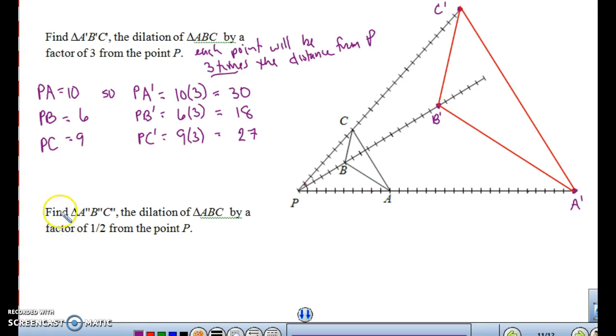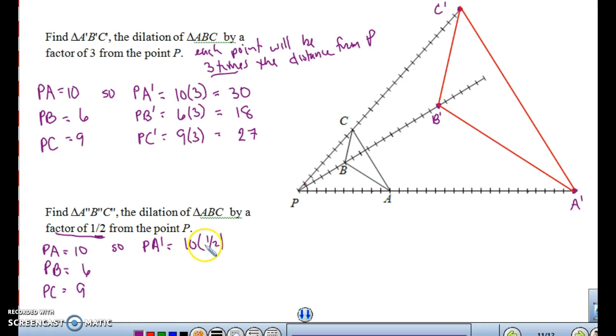Now let's try the second one. Find triangle A double prime, B double prime, C double prime, which is the dilation of triangle ABC by a factor of 1/2 from the point P. So we're going to use the same point distances. PA is 10, PB is 6, and PC is 9. But this time our dilation factor is 1/2. So we take each point and multiply it by 1/2.